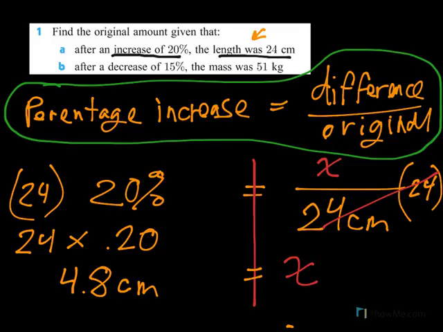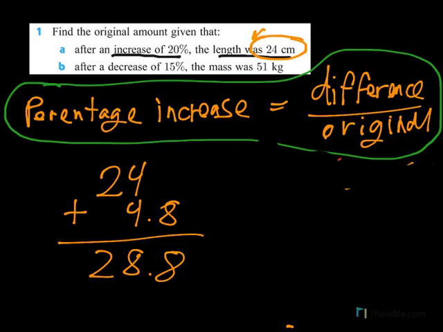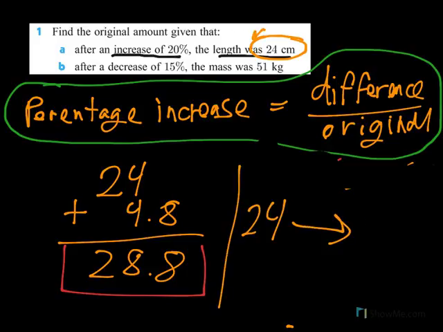That is x. Is that the answer? No. Remember, the original was 24. Now it has increased. The difference, the increase, has been 4.8 centimeters. So we need to take 4.8 and add that to 24 to find the answer. We take 24, add 4.8, and we have 28.8. So the length has increased by 20% from 24 and is now 28.8. That is our new answer.